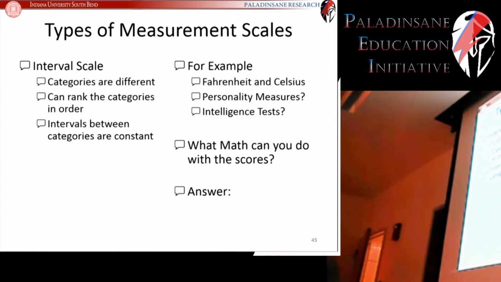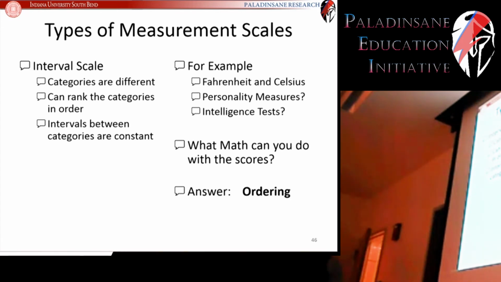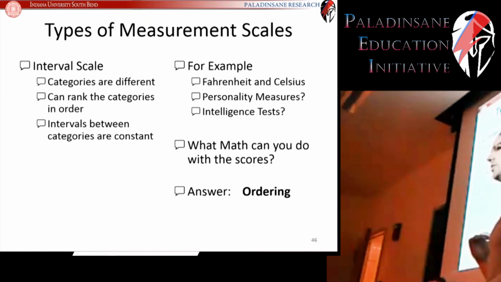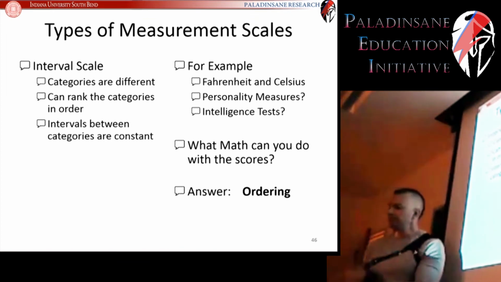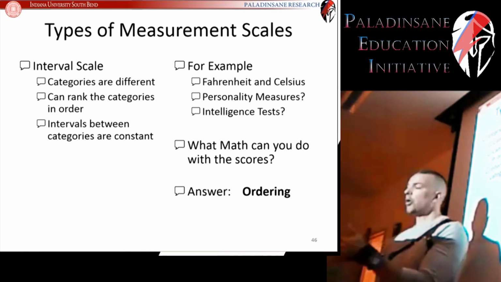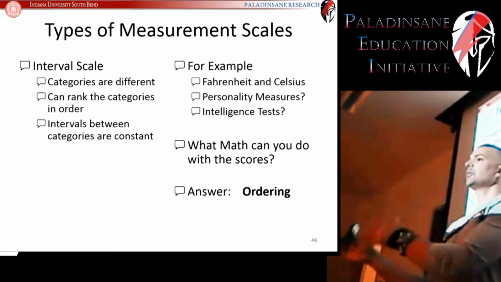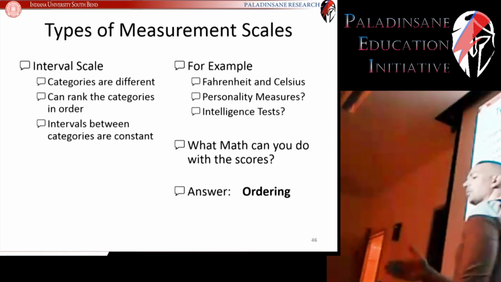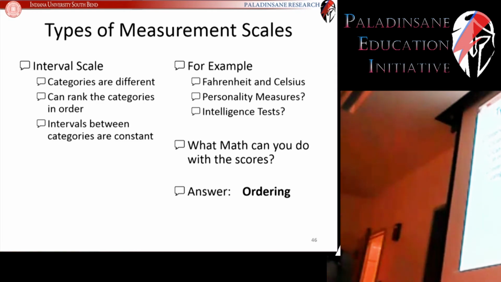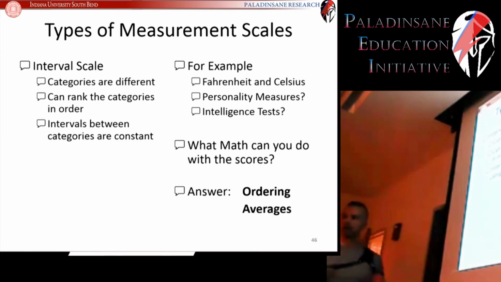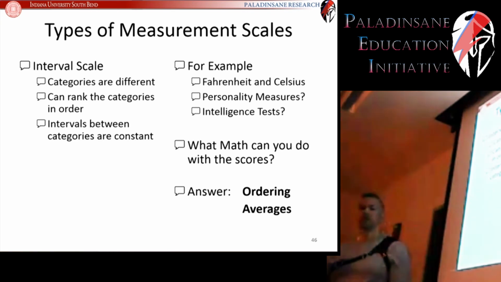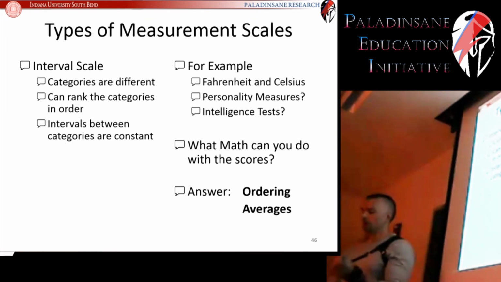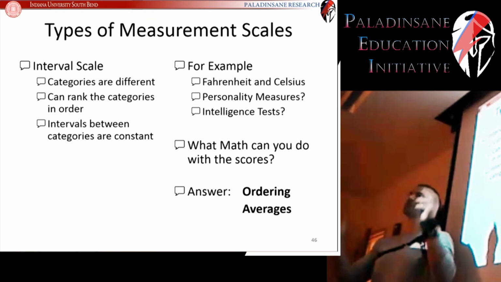So what math can you do with these scores? Well, the answer for this is you can order the scores. So once again, everything we could do with the previous scales, we can do with the new scales. So you can say 30 degrees Fahrenheit is colder than 50 degrees Fahrenheit. We can put those in order. 50 degrees Fahrenheit is then colder than 80 degrees Fahrenheit. You can put them in order like we did with the ordinal scale, but now we are also able to take averages. And you can intelligently and correctly say that the average temperature this summer was 5 degrees warmer than the average temperature last summer.